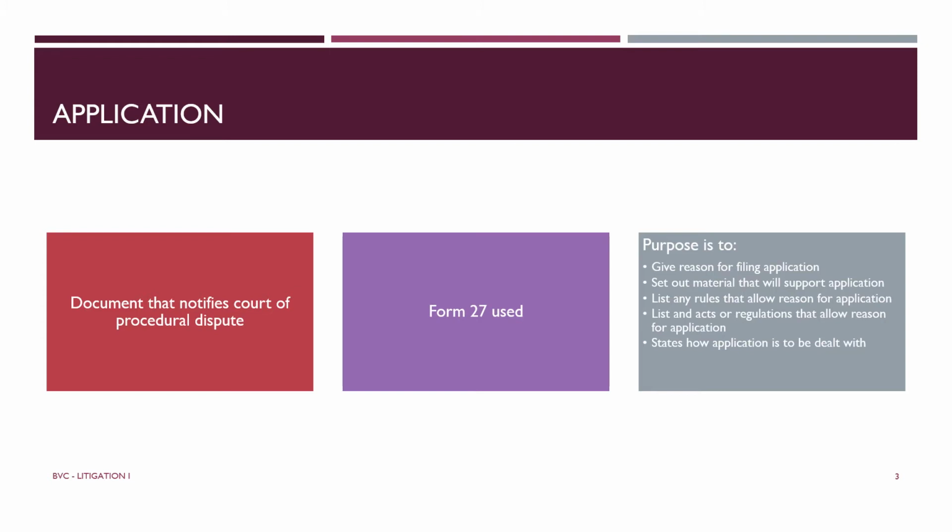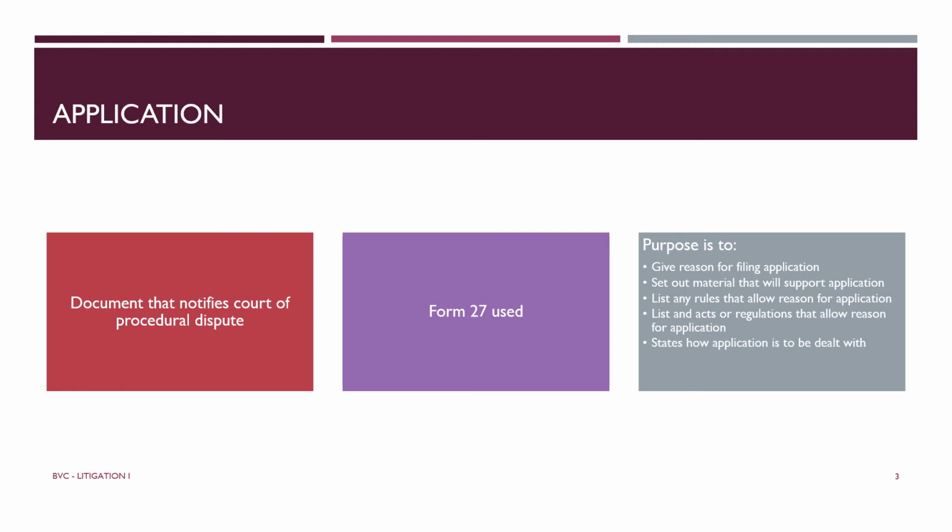You use Form 27. A copy of that will be put in your D12 folder for the module. And here's a little brief overview of why we need said application. Its purpose is to give reasons for filing the application. So like I said earlier, we need the court's permission to do substitutional service. We need the court's help to compel a corporate defendant to select an officer for questioning.